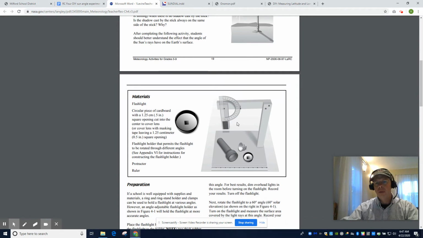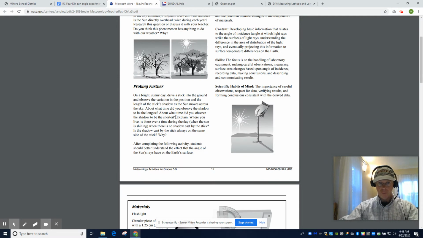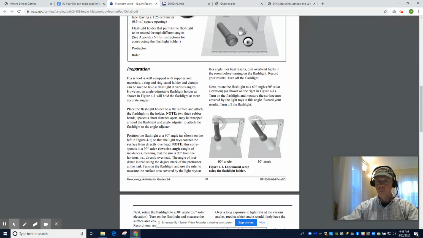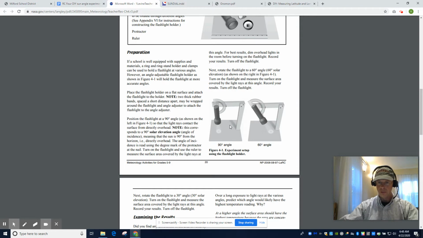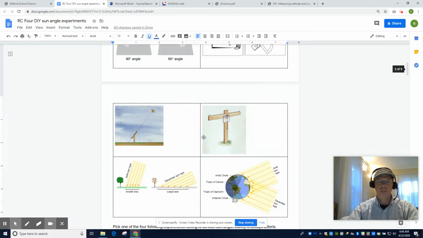Then NASA wants to study the consequences of this different sun angle. So they want you to model the sun with a flashlight, and we change the angle that it strikes the surface of the Earth and see how the area over which the energy of the sun is dispersed or spread out changes according to the sun angle. So this is like a meteorology experiment. First, make your sundial. Then, what are the consequences of this energy being more concentrated or less concentrated? So that's experiment 1, provided by NASA.